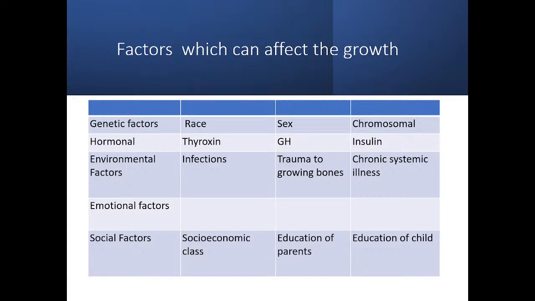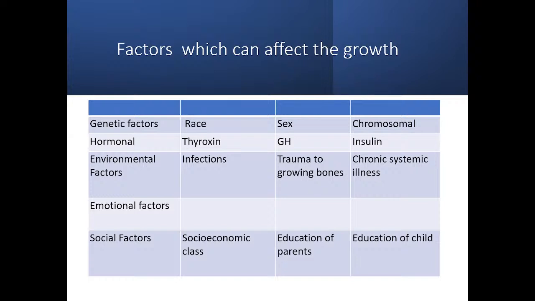Then environmental factors, if the child is getting repeated infections due to whatever reason, there may be immunodeficiency, or this can be just poor hygienic scenarios. And trauma to the growing bone. So if the child has developed rickets, that means the nutrition is not that good. So those children usually develop problems in the growing bones. And any chronic systemic illness. So those are the children that usually get affected growth.